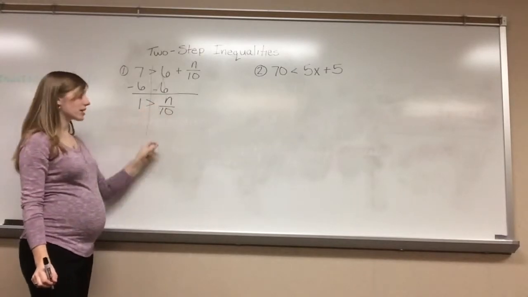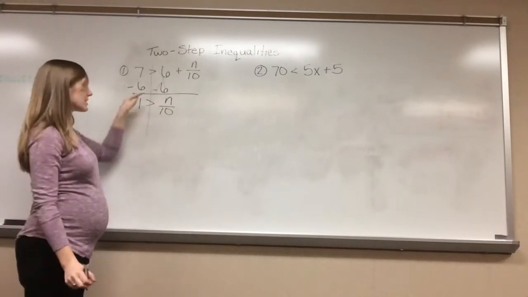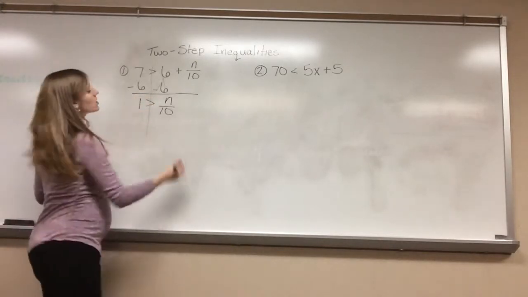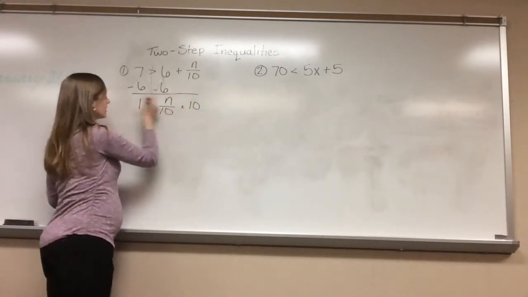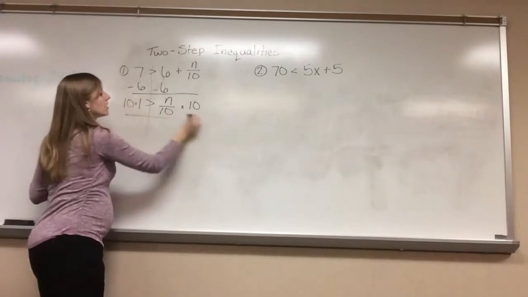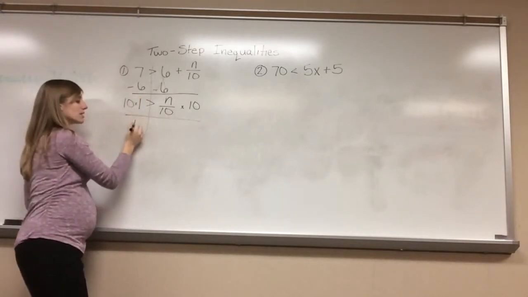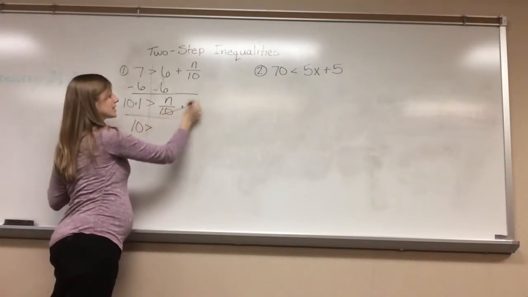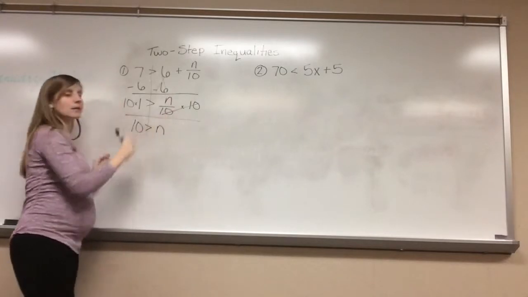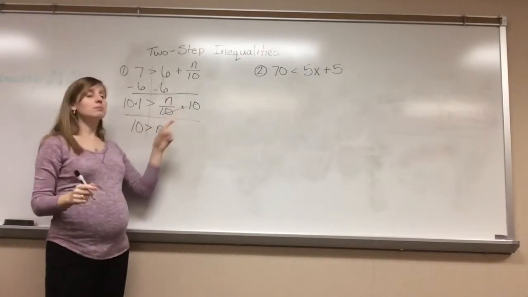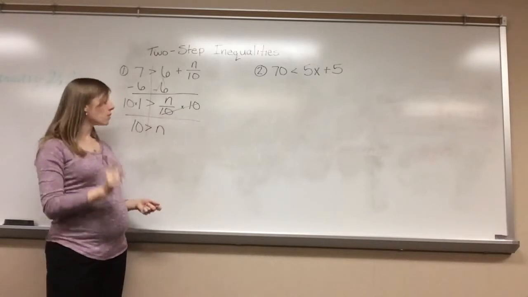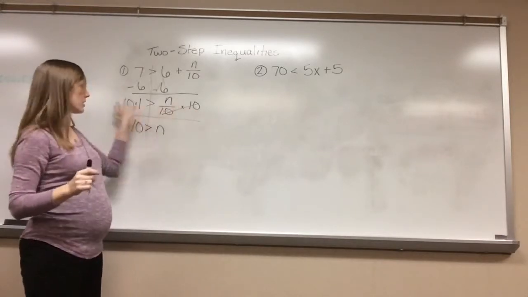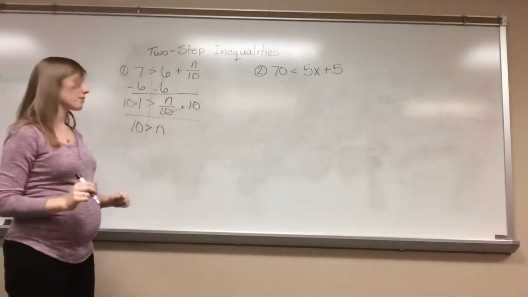Now, anytime they write a fraction, remember that means division. So this is n divided by 10. So the opposite of divide is multiply. So I'm going to multiply both sides by 10. On the left-hand side, 10 times 1 is just 10. Keep your inequality sign. And then over here, my 10's cancel, and I have n. Now, the reason we keep the inequality sign the way it is because I multiplied by a positive number. Remember, you only flip the sign if you multiply by a negative or divide by a negative, okay? There's no negatives in this part of the problem. I don't have to worry about flipping.